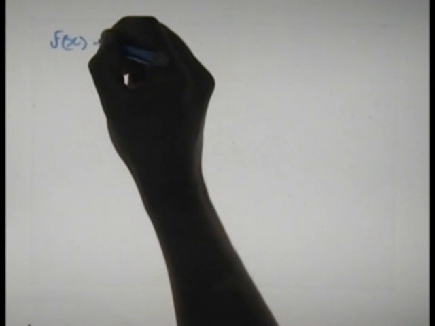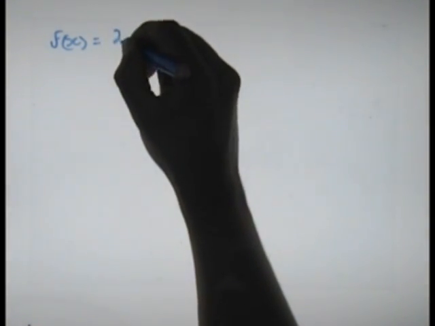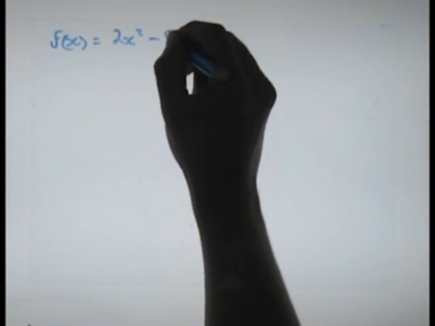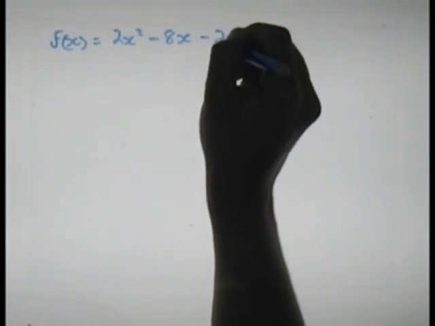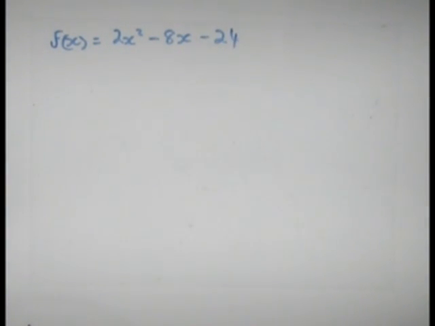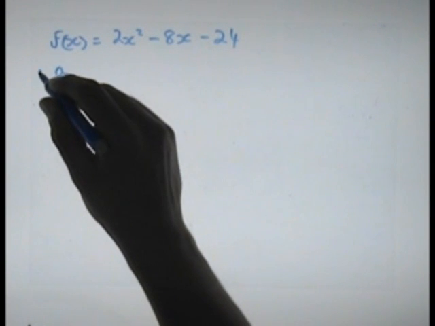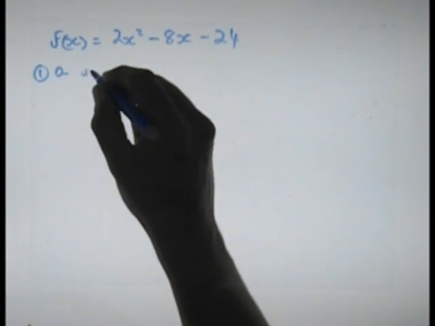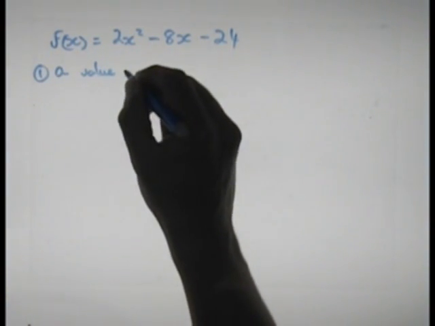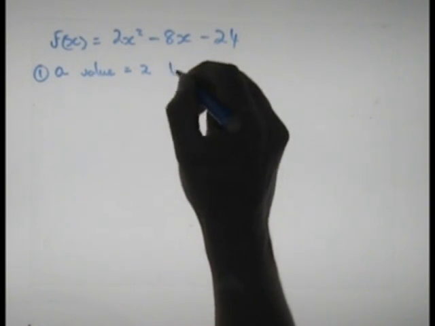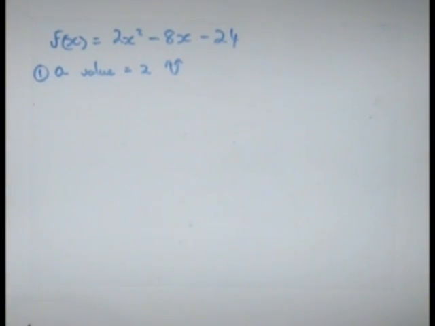The first one I gave you to do read f of x is equal to 2x squared minus 8x minus 24. Step 1, look at the a value. In this case, the a value is equal to positive 2, which means that it's the smiley face graph.